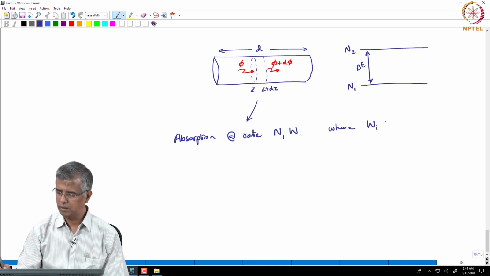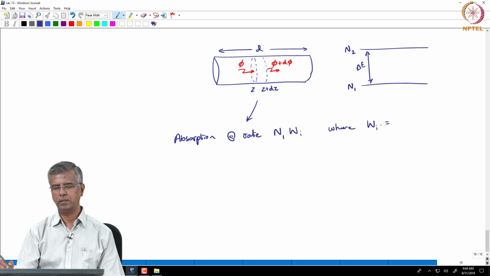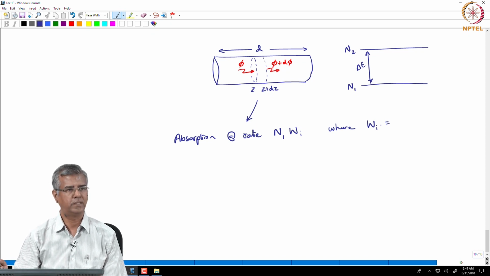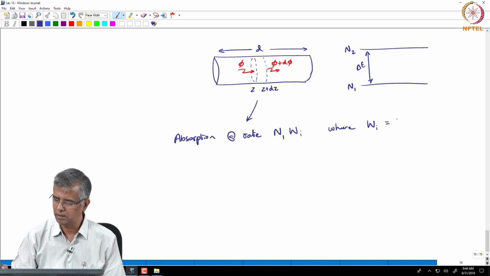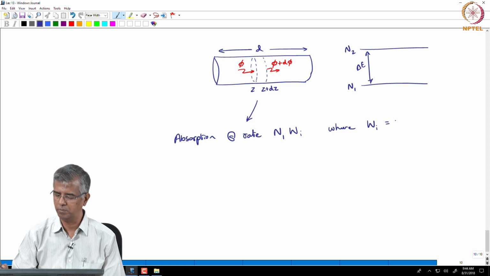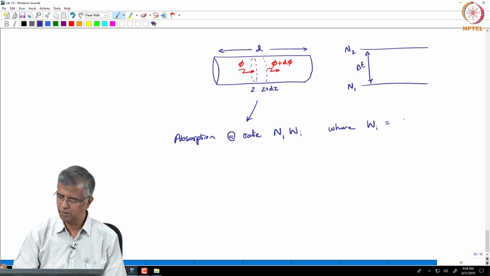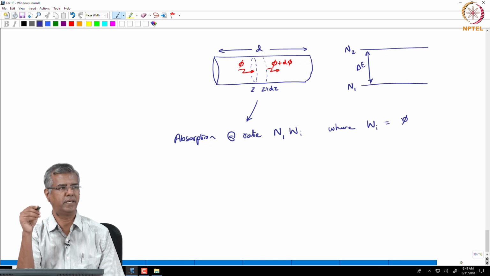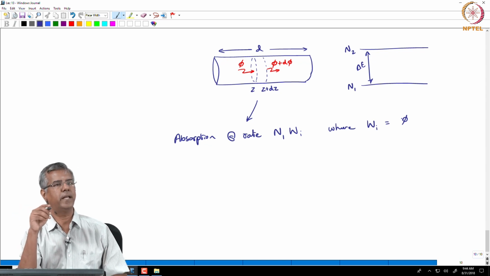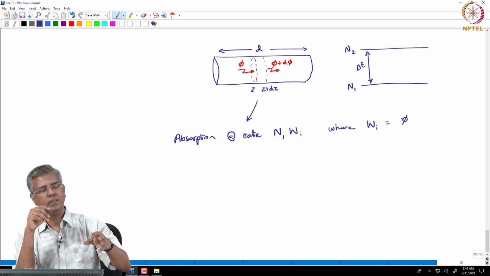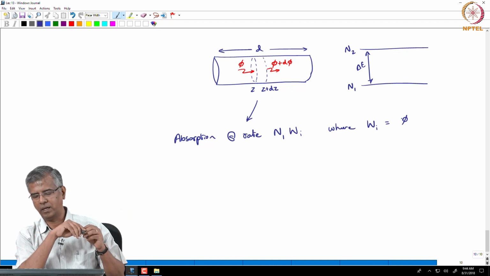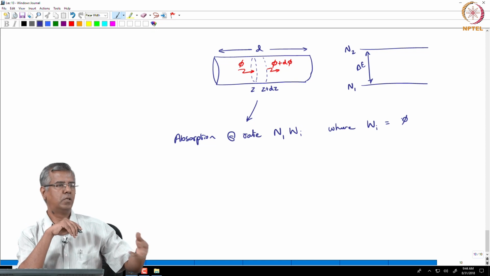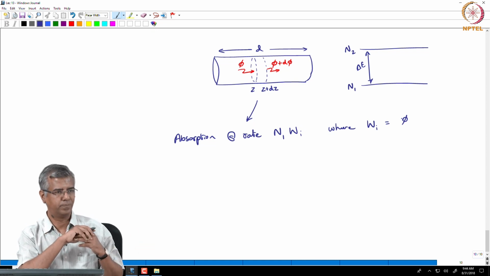Where Wi clearly depends on the photon flux density, right, the number density of photons that come per unit time, and like we talked about, all of these are probabilistic events, right. So, it is not like every photon that comes around gets absorbed by an atom.